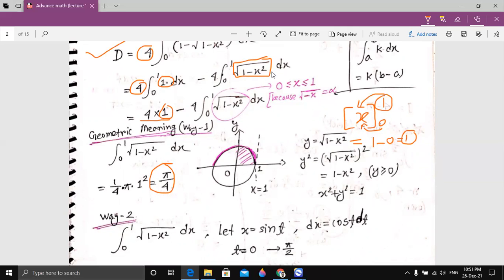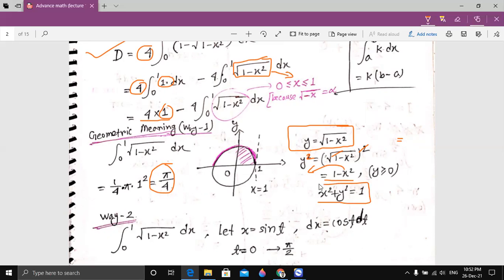So this is our function, and we call it y. So y is equal to root over 1 minus x square. Now we have to square on both sides. So the square and root get cancelled, and we get 1 minus x square. If I take this x square to the left side, we get x square plus y square is equal to 1. So this is the equation for a circle, okay?